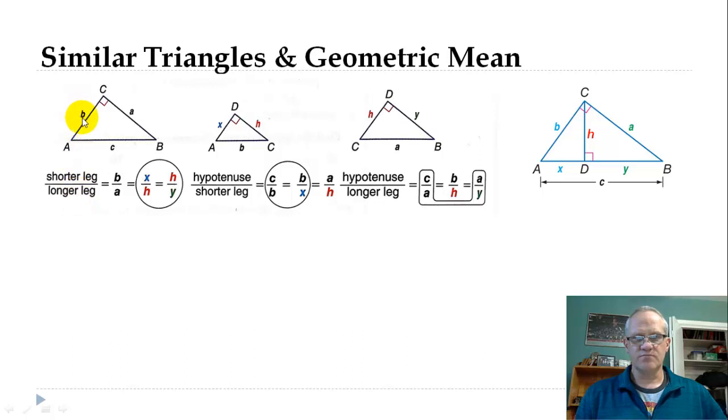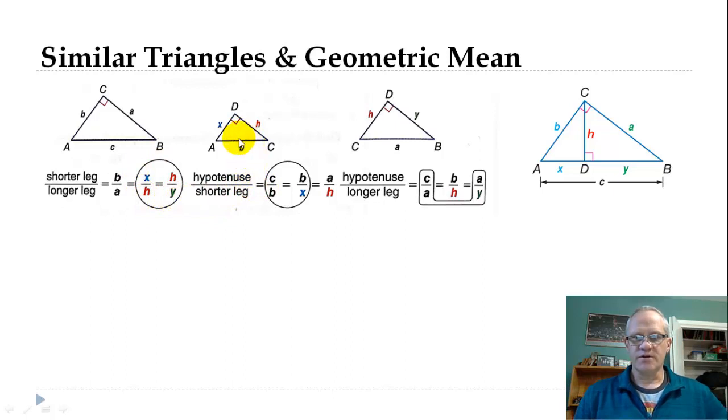So that would be b over a, the shorter over the longer. Here's b over a. And then that's the same as x over h, which is the same as h over y. If you notice on those 3 things that are all proportional there, look at what happens here in the circle. x over h equals h over y. Remember what we talked about in 8.1a? The geometric mean is when you have the same thing that's on the bottom of one side of a proportion and the top of the other side. So this is going to be a geometric mean here.